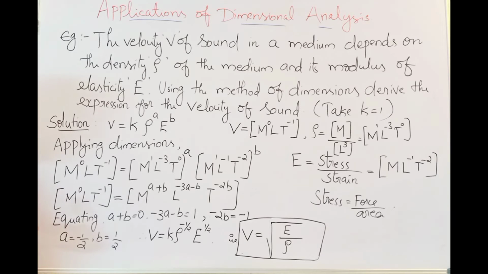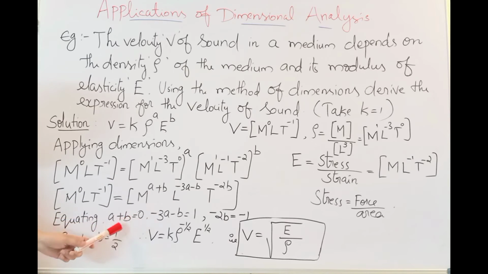The next step. Yes, here we can equate the powers. That means we can apply the homogeneity principle. So the powers will be the same for each quantity, right? So when we are equating the powers of m, what we will get? Yes, that is a plus b equal to 0. And what about the powers of L? Yes, that is minus 3a minus b, that is equal to 1. Right. Then what about t? Minus 2b is equal to minus 1.